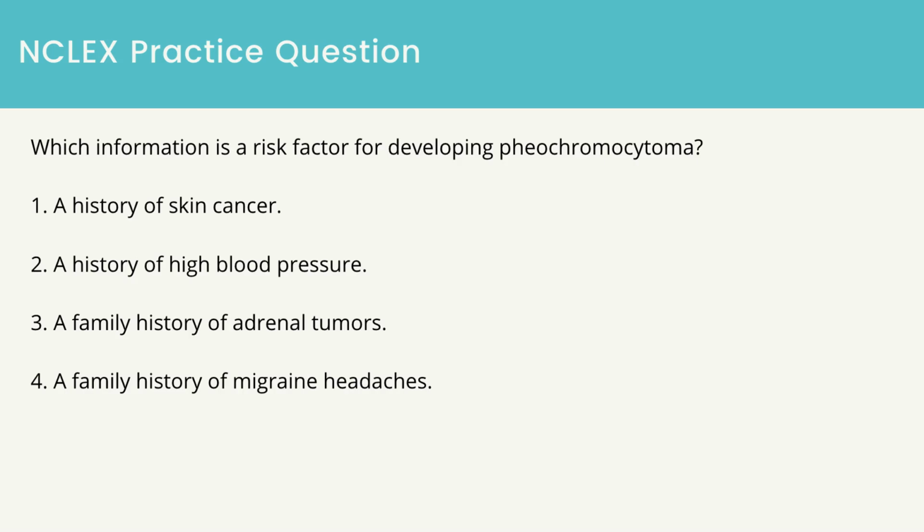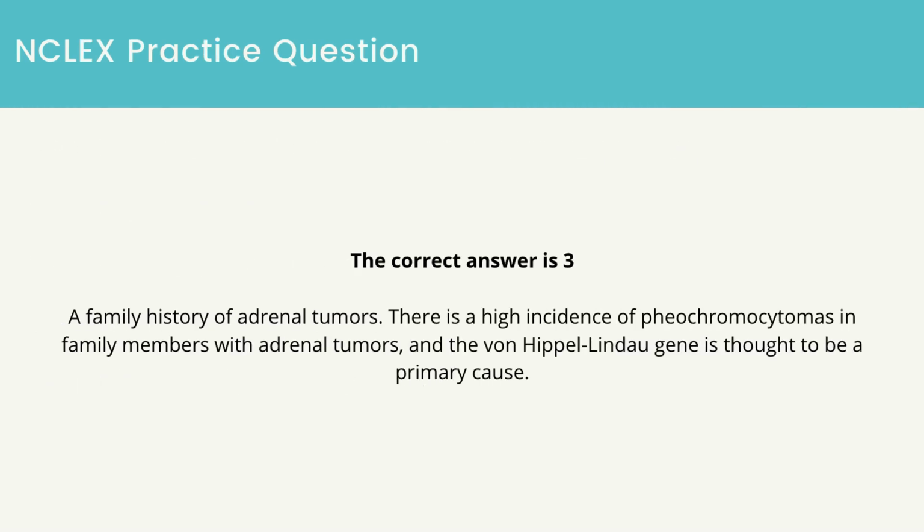Let's see if you got it correct. The answer is 3. A family history of adrenal tumors. There is a high incidence of Pheochromocytomas in family members with adrenal tumors, and the von Hippel-Lindau gene is thought to be a primary cause.